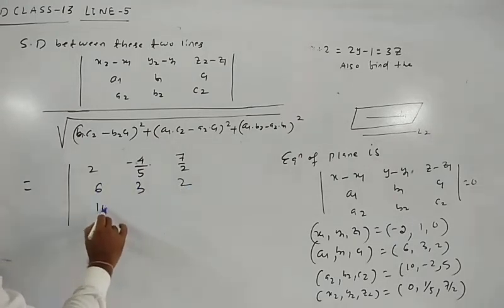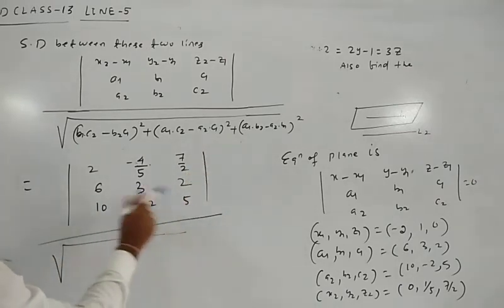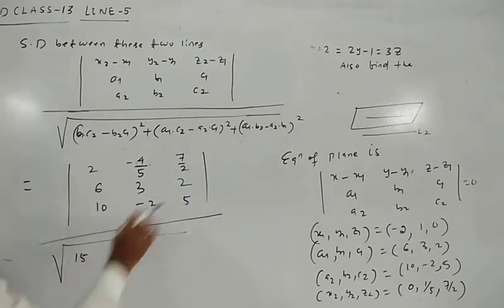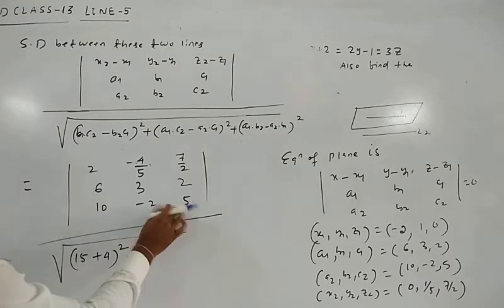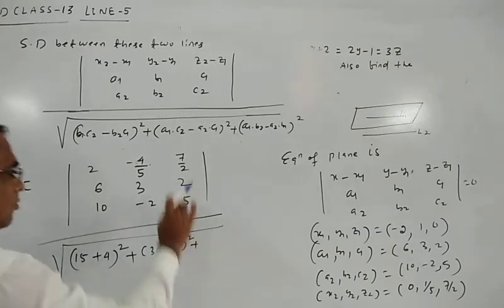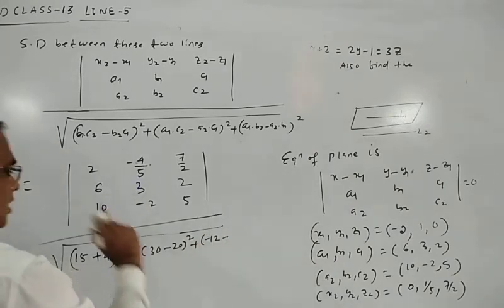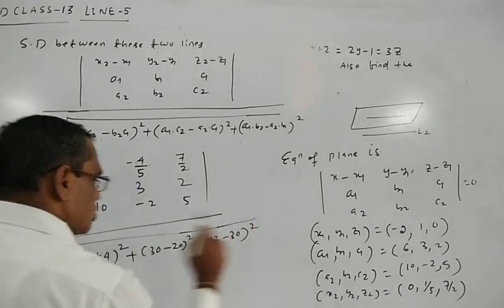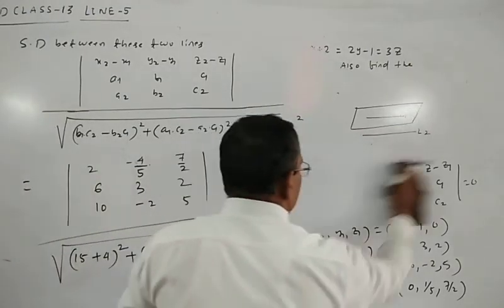Next, 10 minus 2, 5 by root of: 3 into 5, 15, minus minus plus, square, plus 6 into 5, 30 minus 20, square, plus 6 into minus 2 minus 12, minus 30, square. Okay, so first see how much the determinant value is.